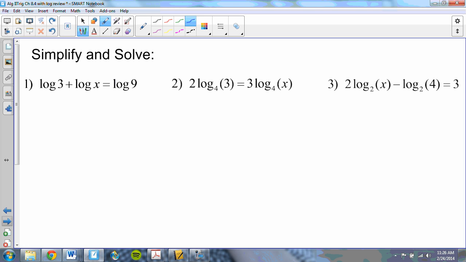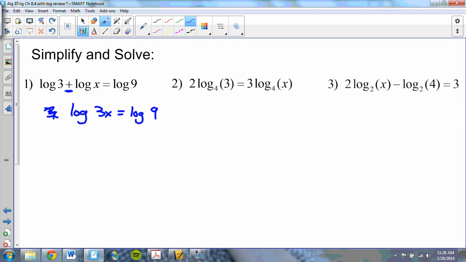Okay, now we can simplify and solve. Here on problem 1, I cannot just drop the logs, even though there's logs everywhere, because there's multiple logs on one side. I can't just assume I can drop the logs and say 3 plus x equals 9. It doesn't work that way. It's not that simple. I can drop the logs if I combine it down into one log on either side. So addition turns into multiplication. This is log of 3x equals log 9.